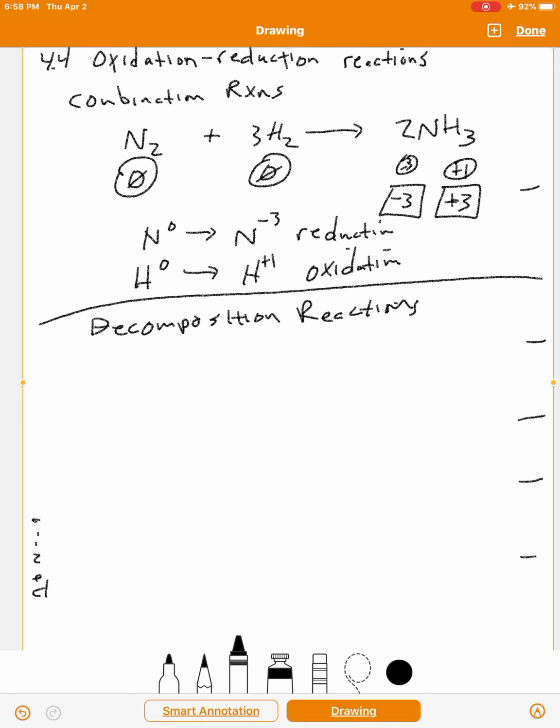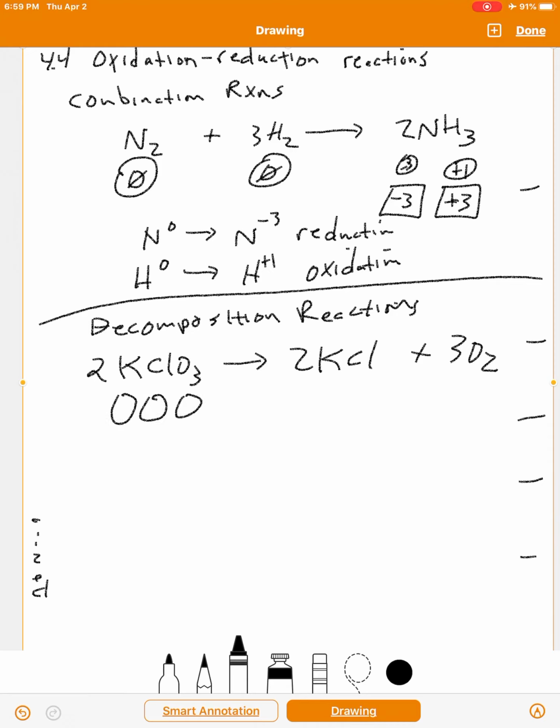Decomposition reactions are often redox reactions. An example of this would be KClO3. 2KClO3 goes to 2KCl plus 3O2, just balancing the equation. Here we have 3 elements. Here we have 2 elements. And then here we only have 1 element.